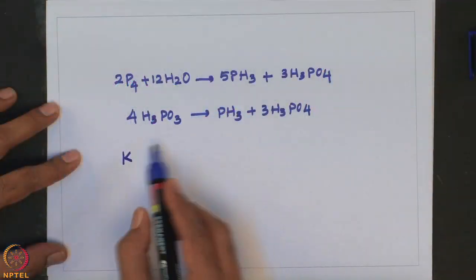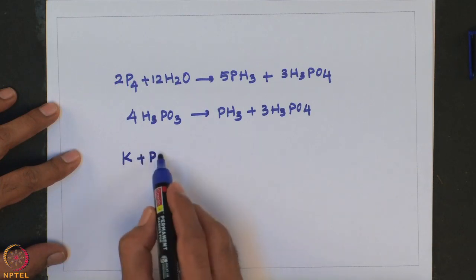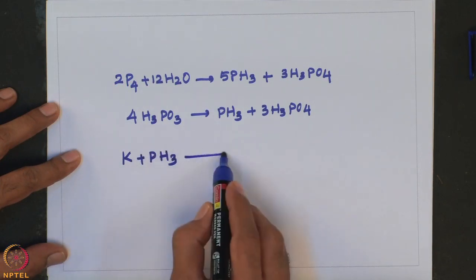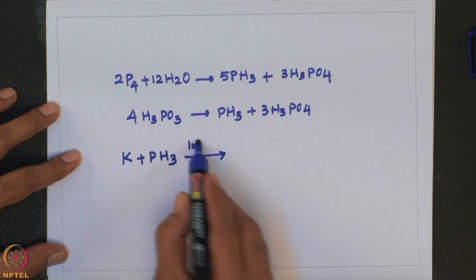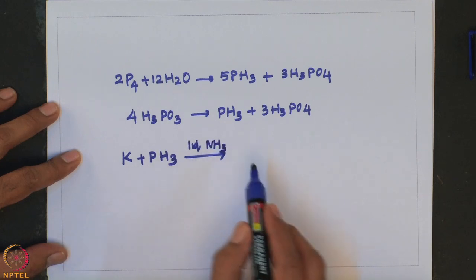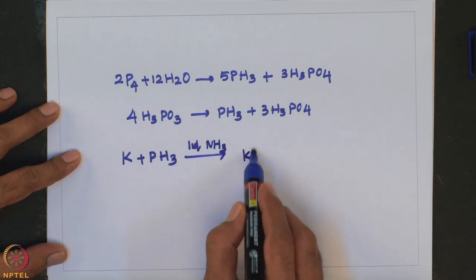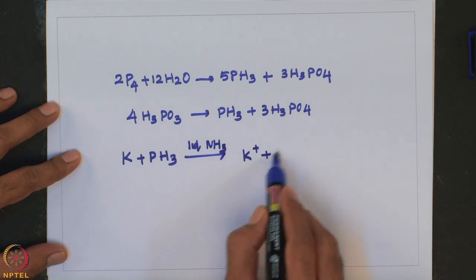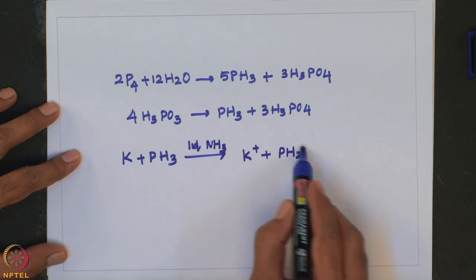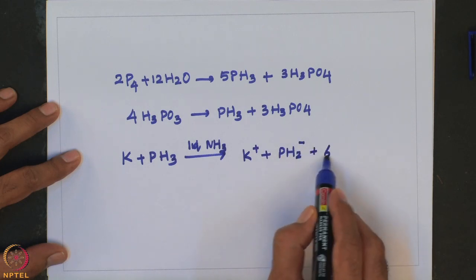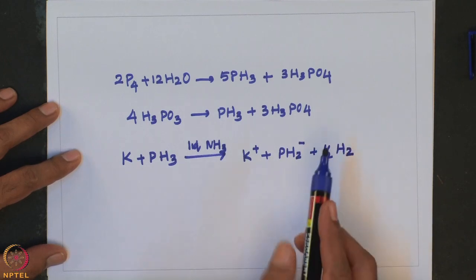For example, K plus PH3 in liquid ammonia gives K plus PH2 minus. And of course, arsine and stibine may be prepared by the protolysis of compounds that contain an electropositive metal in combination with arsenic or antimony.